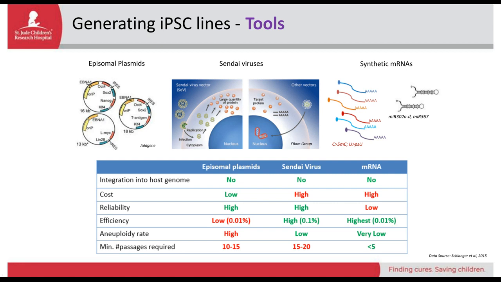Sendai viruses are very commonly used. They are expensive, but they reprogram very efficiently. They are highly reliable. The aneuploidy rate is low, but once again, you need to do about 15 passages to completely get rid of those viral vectors from the iPS lines before downstream differentiation. The mRNA method is expensive, but offers the highest efficiency of reprogramming, a very low aneuploidy rate, and one needs to do only about 5 passages before the lines are ready for downstream differentiation.